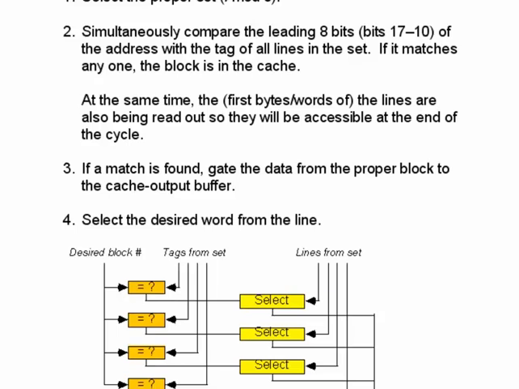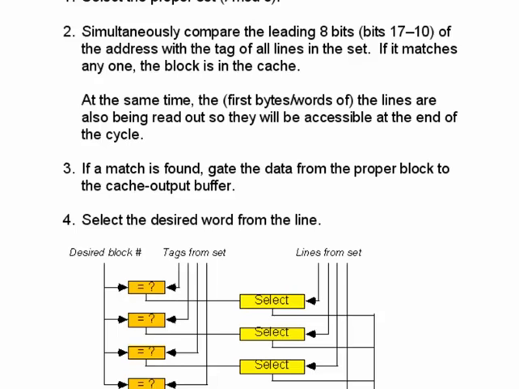For a 2-way set associative cache we have two 8-bit comparisons. And for a 4-way set associative cache we'd have 4 9-bit comparisons and so forth. So that's the way that the associativity factors into the number of comparisons and the length of the comparisons that you need to do. So once you've done that comparison, if the leading 8 bits of the address match any of the tags, then the block is in the cache.